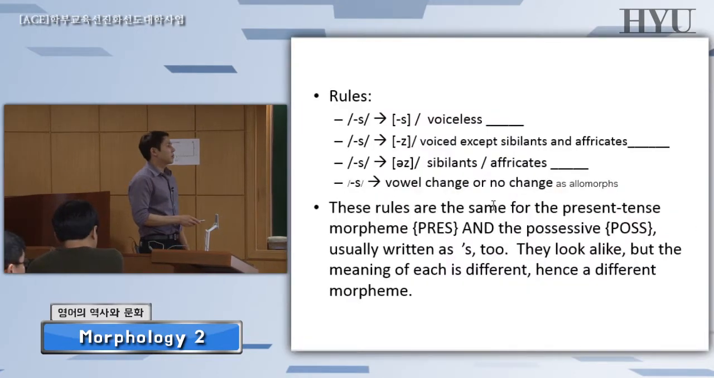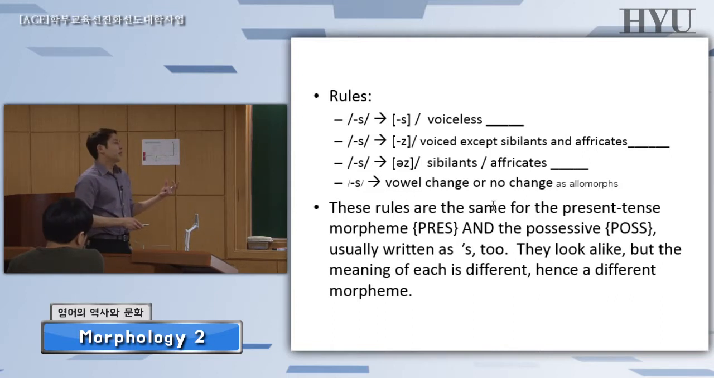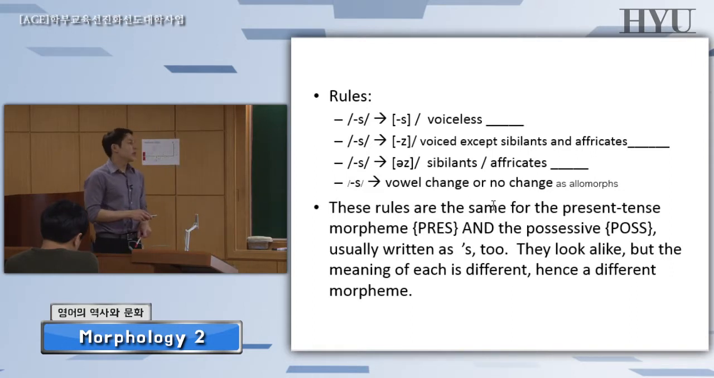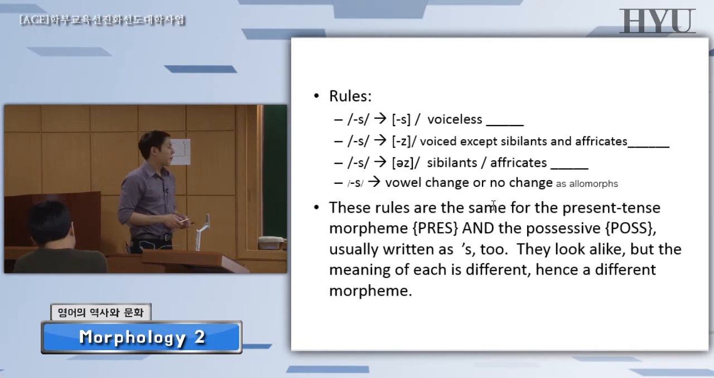So S changes to us or is if it's after a sibilant or affricate. And in other cases, the plural morpheme might involve vowel change or no change as allomorphs. And the rules here are the same for the present tense morpheme, because you add S, or the possessive morpheme, you add apostrophe S. But in pronunciation, you go by all these rules, same thing.